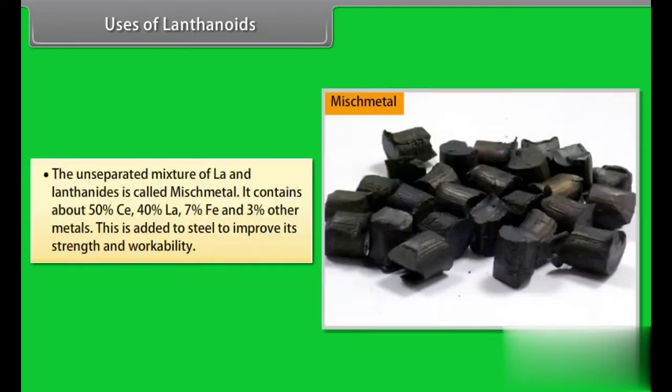Uses of lanthanoids. These metals are not much used. The important uses of lanthanoids are the following. The unseparated mixture of lanthanum and lanthanides is called mixed metal. It contains about 50% cerium, 40% lanthanum, 7% iron, and 3% other metals. This is added to steel to improve its strength and workability.